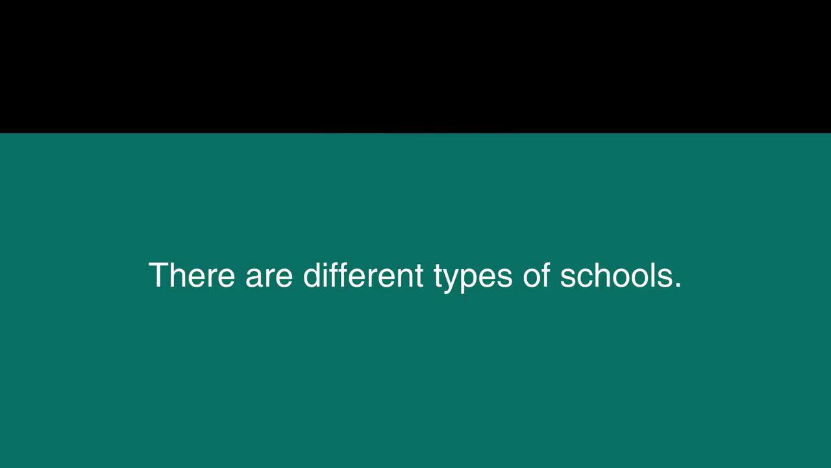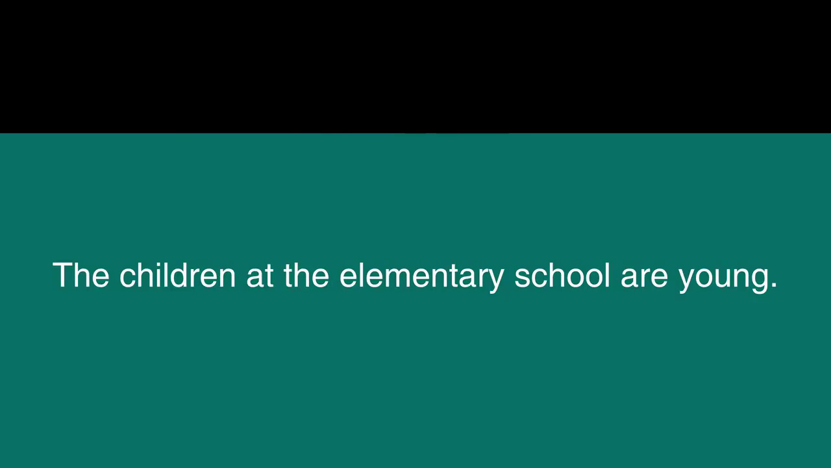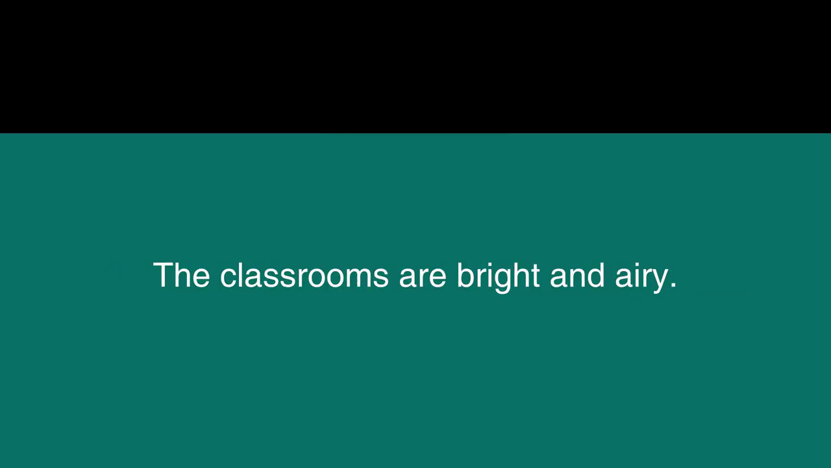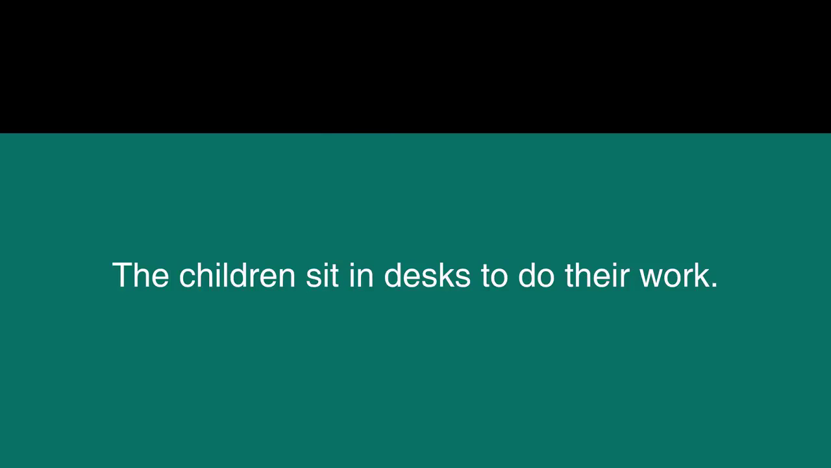School. There are different types of schools. There is an elementary school. The children at the elementary school are young. There is a playground for them to play in. The classrooms are bright and airy. There are blackboards in the classrooms. The children sit in desks to do their work.